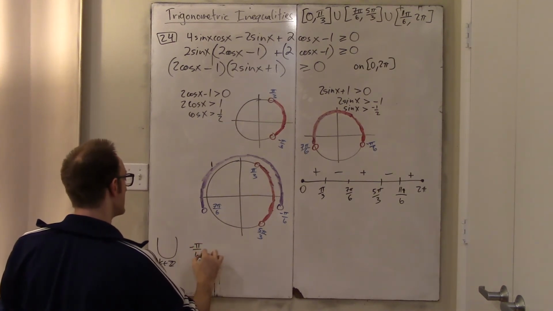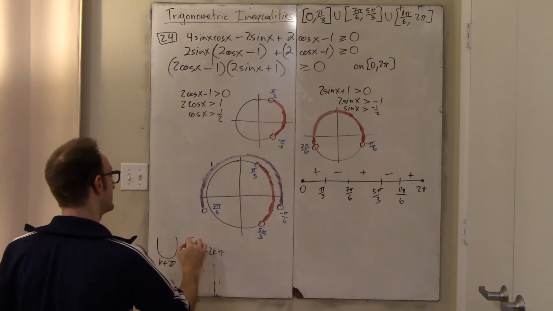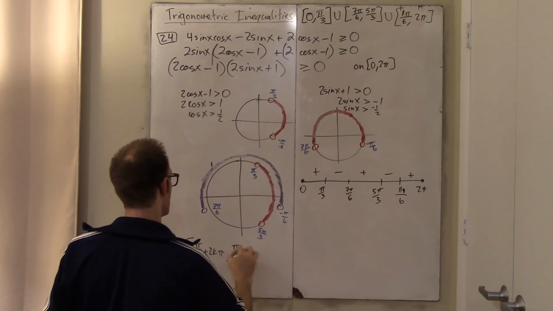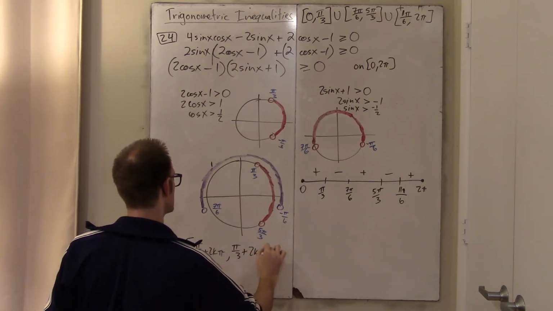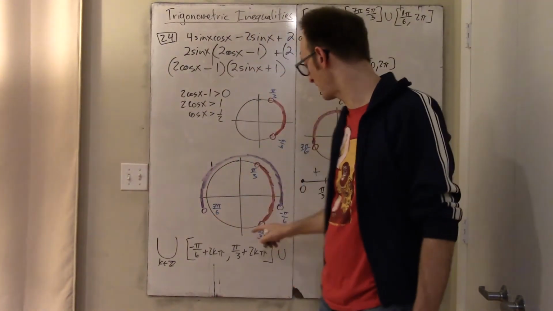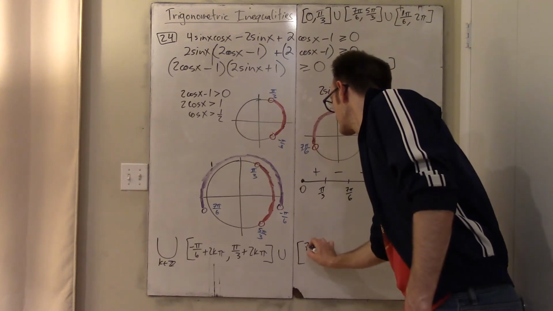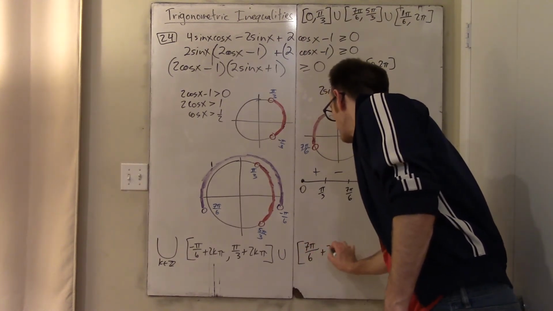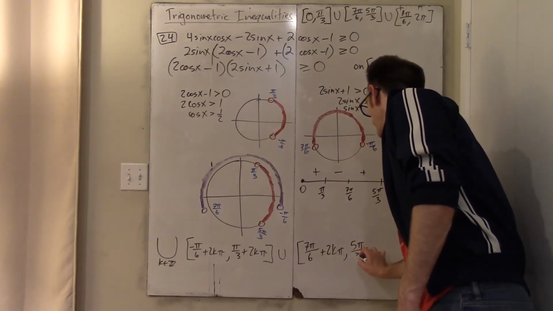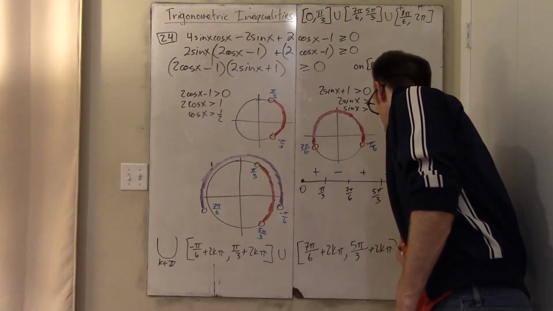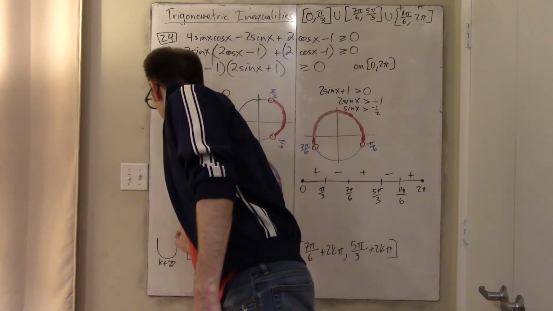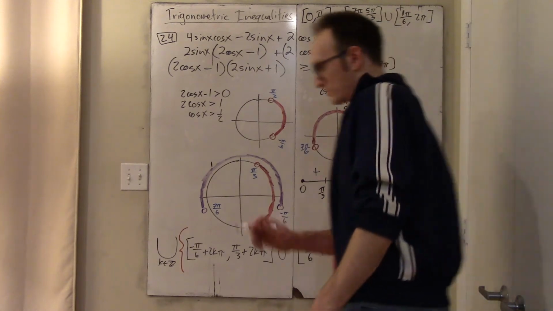negative pi over 6 plus 2k pi, inclusive, because it's greater than or equal to, all the way to pi over 3 plus 2k pi. And here they're both, one's positive, one's negative, so the other interval is from 7 pi over 6 plus 2k pi to 5 pi over 3 plus 2k pi. I won't make any more comments about that, but that would be the answer if they just asked for all real numbers for which this is true.